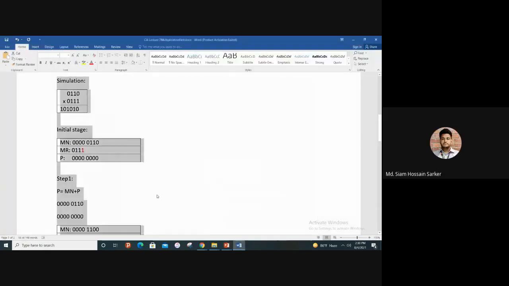There will always be 4 steps, right? If the multiplier is 4 bit. Yes, sir.